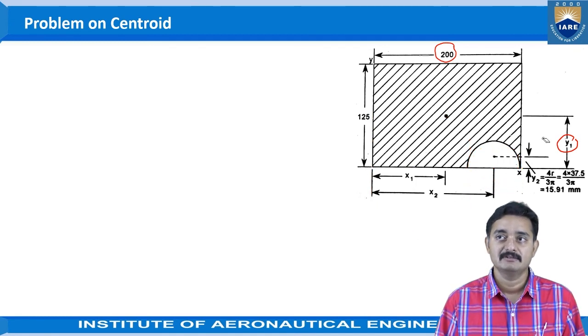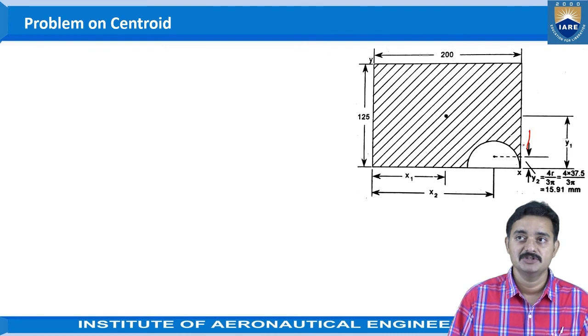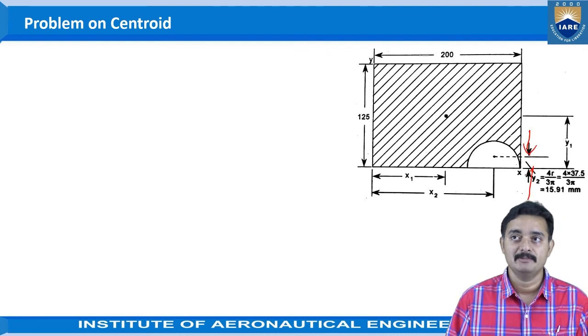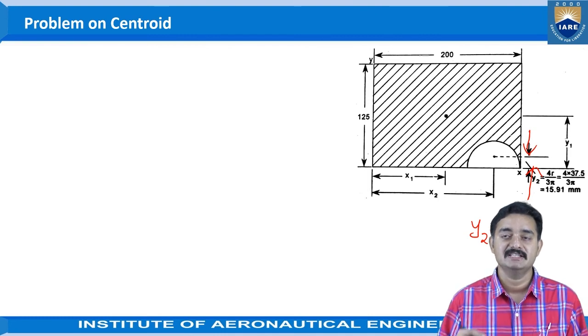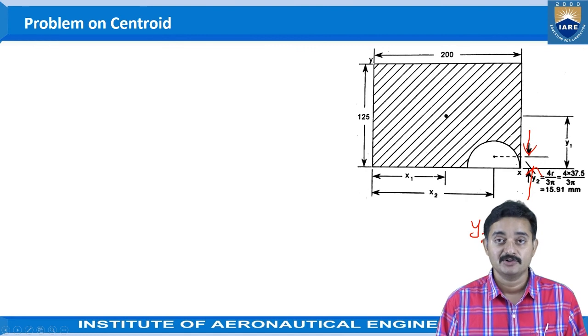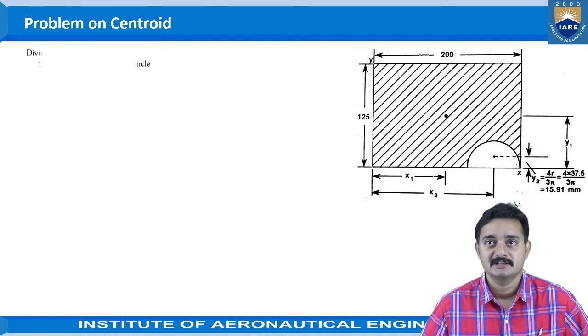Similarly, the distance of the centroid of this semicircle with respect to x-axis, how to obtain that? We do have the formula that y, the representation of the distance would be y2, that is 4r by 3π. So that is the distance of the centroid for the semicircle that we have already seen in the formula. When you substitute the values in the formula, then you will get the answer. So now let us start the problem.